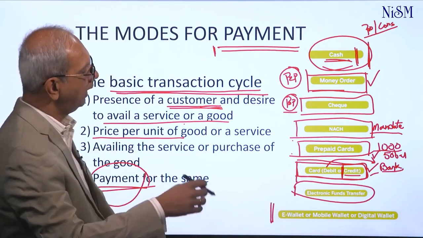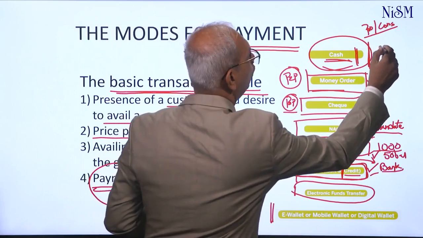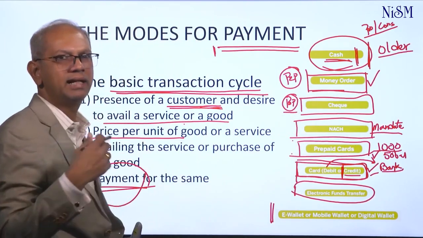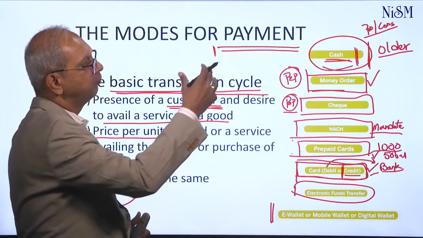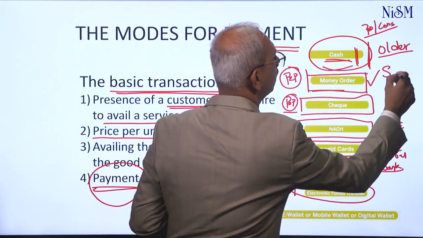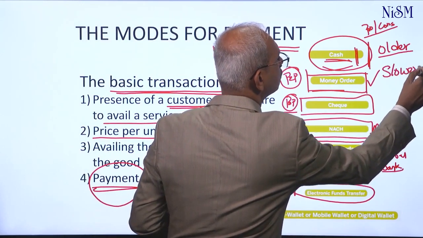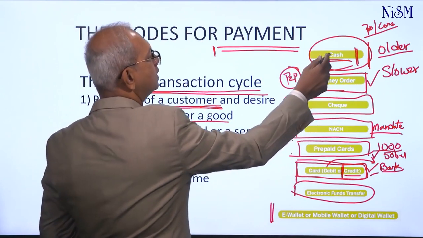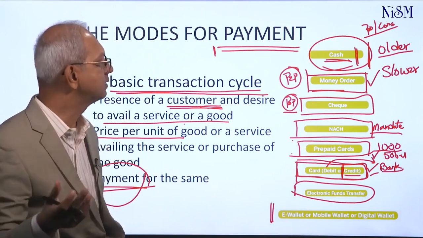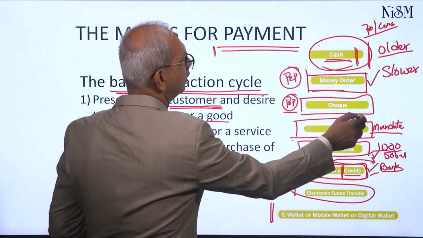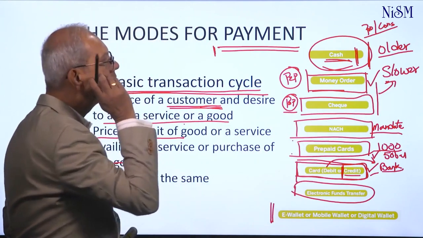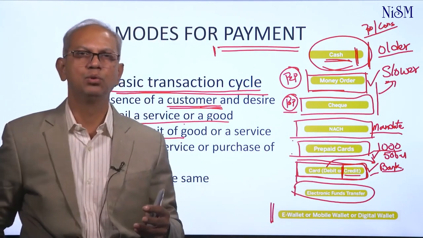Now from top to bottom, as you are seeing, these are the older payment settlement mechanisms. The cash, the money order, the check, these are also slower mechanisms. Cash obviously is a mechanism which is faster. However, the money order and the check are slower mechanisms to settle.